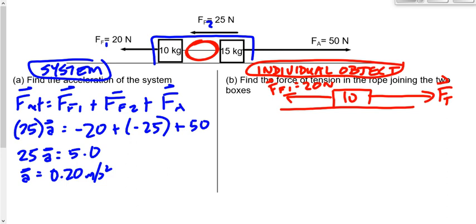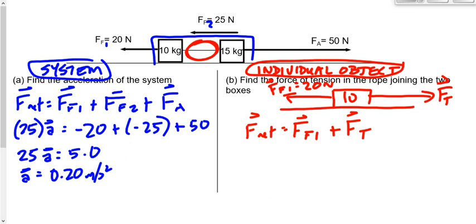I'm looking at all of the forces acting on one object now, and then I'm going to do an F net with that. So I'm going to say F net is equal to FF1, that's the force of friction acting on the 10, plus the force of tension acting on the 10. I'm not going to include the 50. How come?